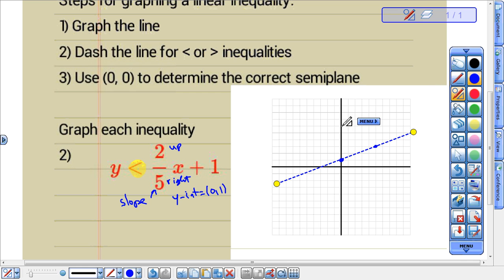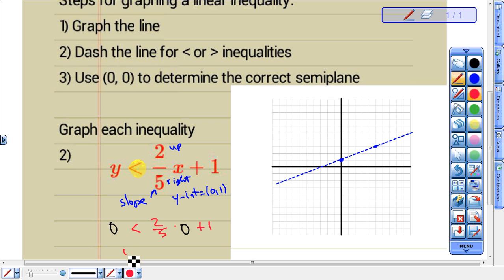And for finding out if we have to shade in the top or the bottom, we're going to use the point (0, 0). So we're going to plug in 0 for x and 0 for y. So the inequality will be 0 is less than 2 divided by 5 multiplied by 0 plus 1. 0 is less than 1, which is true.